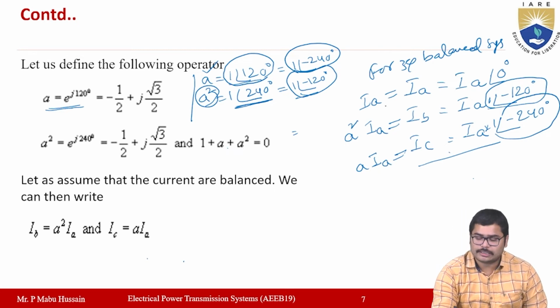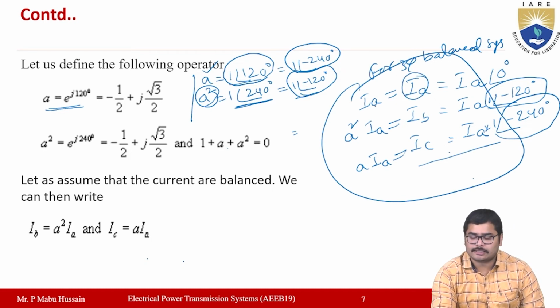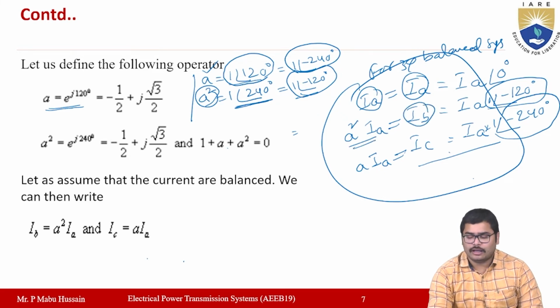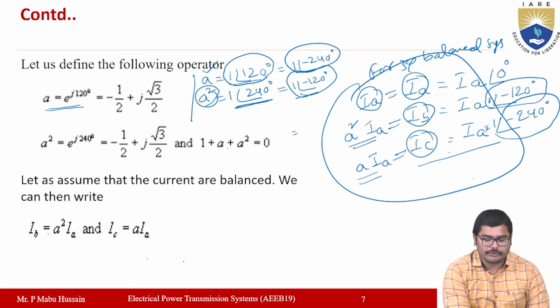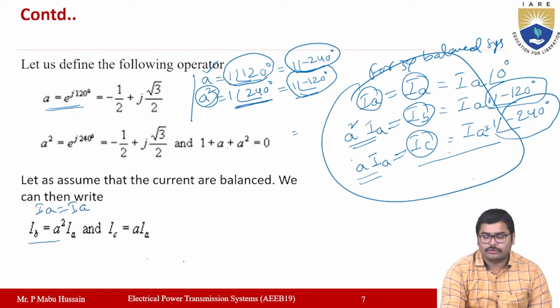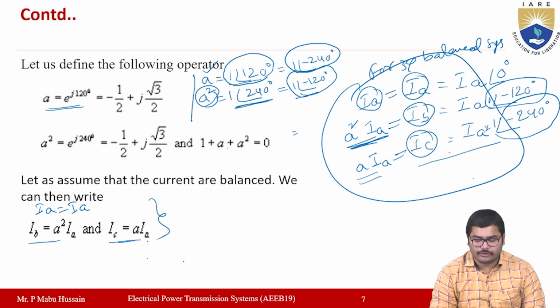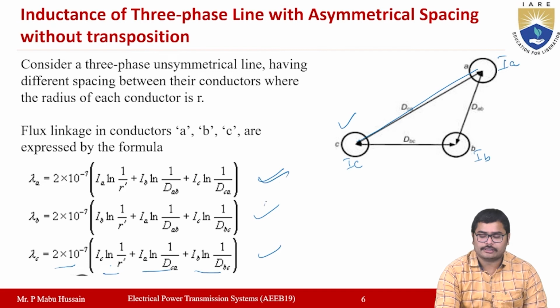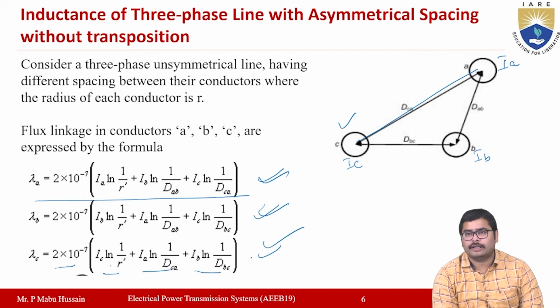So from this, the phase current IA is the same as IA, phase current IB is equal to A square into IA, and phase current IC is equal to A into IA. These equations we are going to substitute in the flux linkage equations. Here we substitute the values of IA, IB and IC.